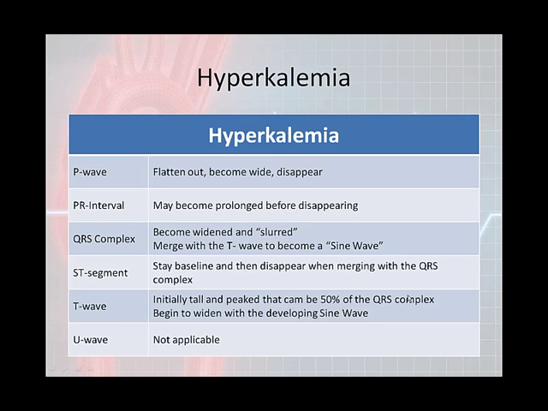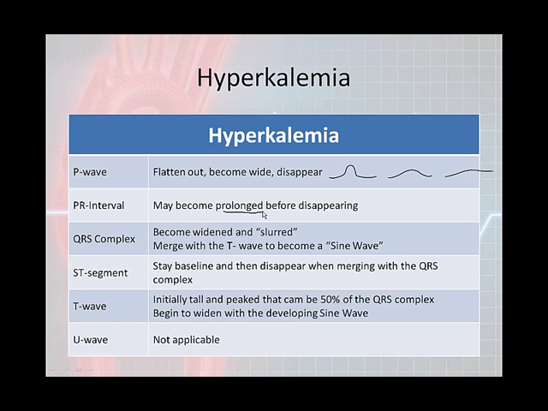Some things that you're going to see in hyperkalemia: first of all, the P wave is going to get flattened out and become wide, and eventually it will appear that the P wave will actually disappear. Your normal P wave will start flattening out, and then it might get to a point where you might not even realize there's a P wave in there. In reality, there might be, but we're not going to be able to see it. Because the P wave is flattening out and becoming wider, it will appear that the PR interval will become prolonged.